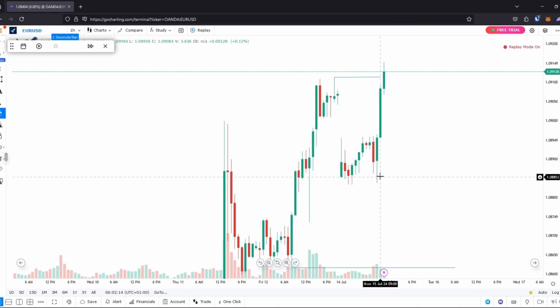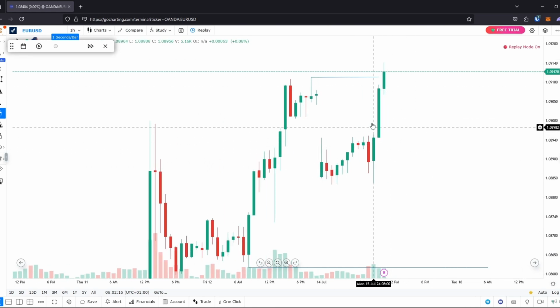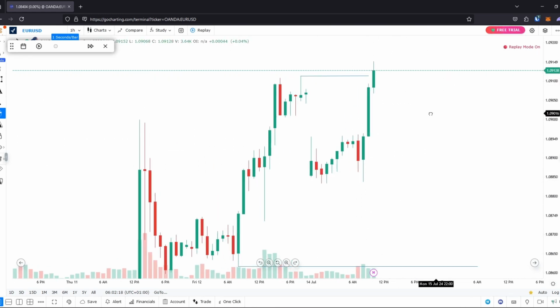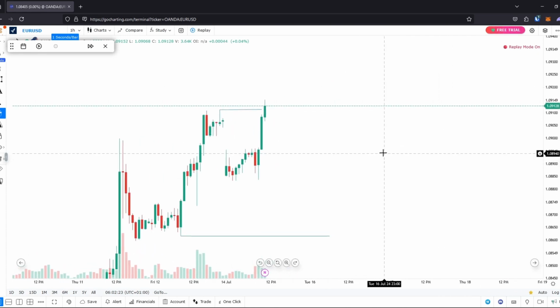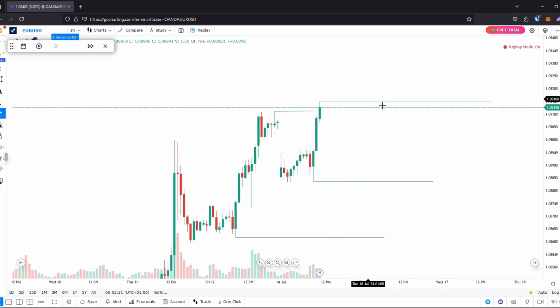So we had a pullback, and then we had an impulsive move, pure imbalance, impulsive move, breaking the range high, and it actually closed above the range high. So meaning we have a whole new range now. We have a range low here, a range high here, but not just a new range. We actually have a valid setup.